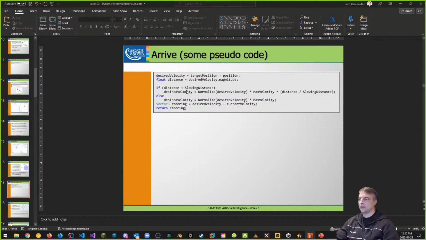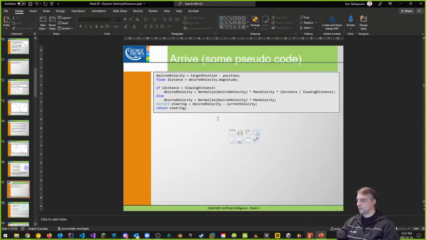Basically, we want to calculate the new desired velocity based on where we are. We start off with the desired velocity equal to the target position minus the position. That gives us the entire magnitude. Once we get that, we want to get just the magnitude, which is the distance. Then we can normalize, so we're getting a unit vector. I want to put that down, so when we say the term normalize.